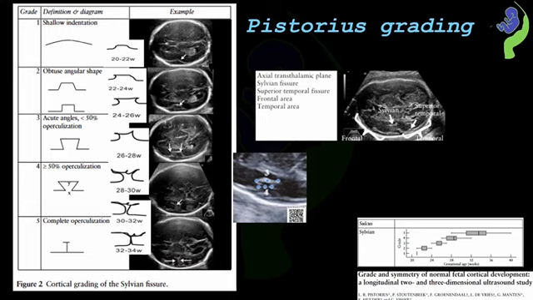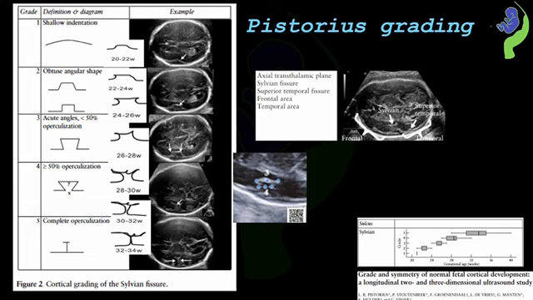Now you might be wondering, how do we calculate the percentage of opercularization? First, measure the length of the base of the Sylvian fissure. This is labeled as Y in the diagram. And then next, measure the gap between the two lips of the fissure. This is labeled as X. Now the formula to calculate the percentage of closure of Sylvian fissure is Y minus X divided by Y into 100.